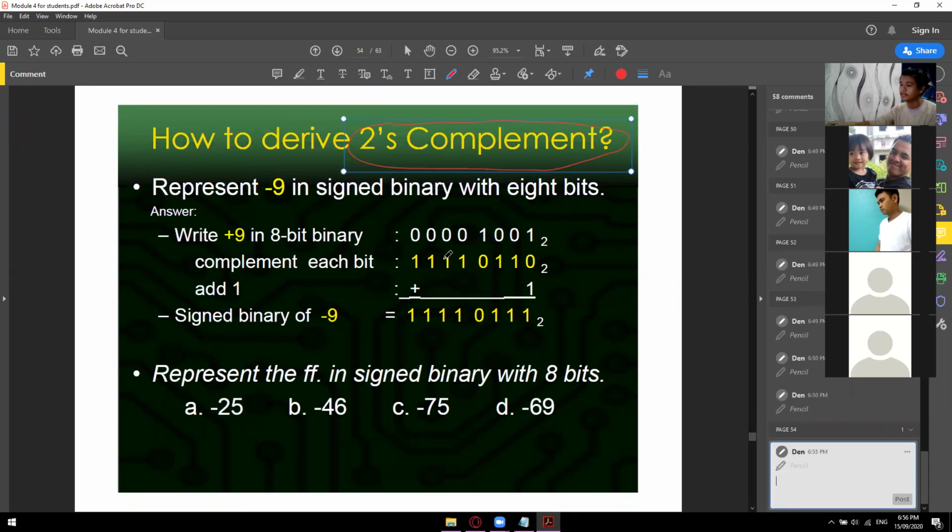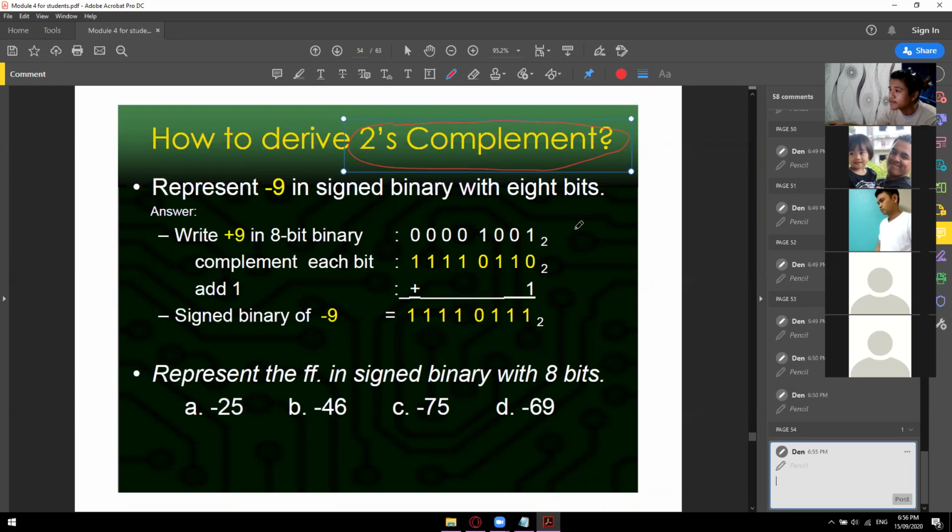Okay, wherein we have 3 steps. Sir, paano kung lalagpas siya ng 4 bits? Lalagpas ng 4 bit, opo. Let's say 64. Kahit 32 lang. 1, 2, 4, 8, 32, yes sir. Or 16, kahit 16 lang. 16. 16 pa rin. So, dito na lang.